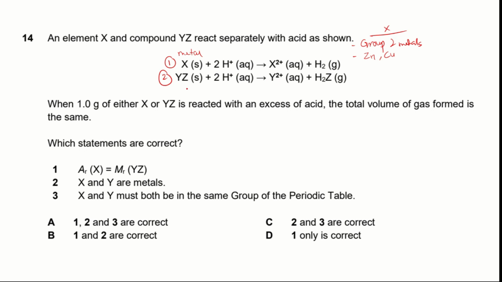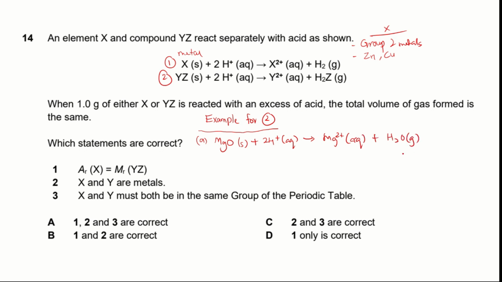So YZ compound, let me give you a few examples to show how this reaction can happen. The first example that I want to give will be magnesium oxide. Magnesium 2 cation is formed and H2Z is H2O in this case. So you can see that Y is a metal here and Z is a non-metal.